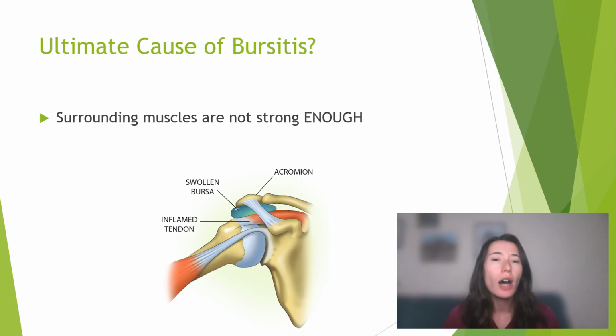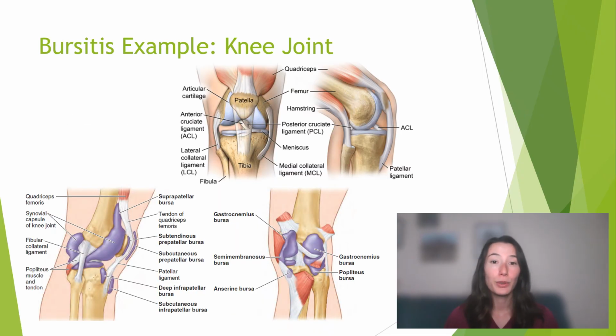What actually causes bursitis though? Because not everyone gets bursitis. Ultimately, the reason we get bursitis is because the muscles surrounding the bursa are not strong enough and do not provide enough stability to the region that the bursa is in. And because the muscles are not strong enough, this leads the bursa into taking more friction, more forces, and more load.